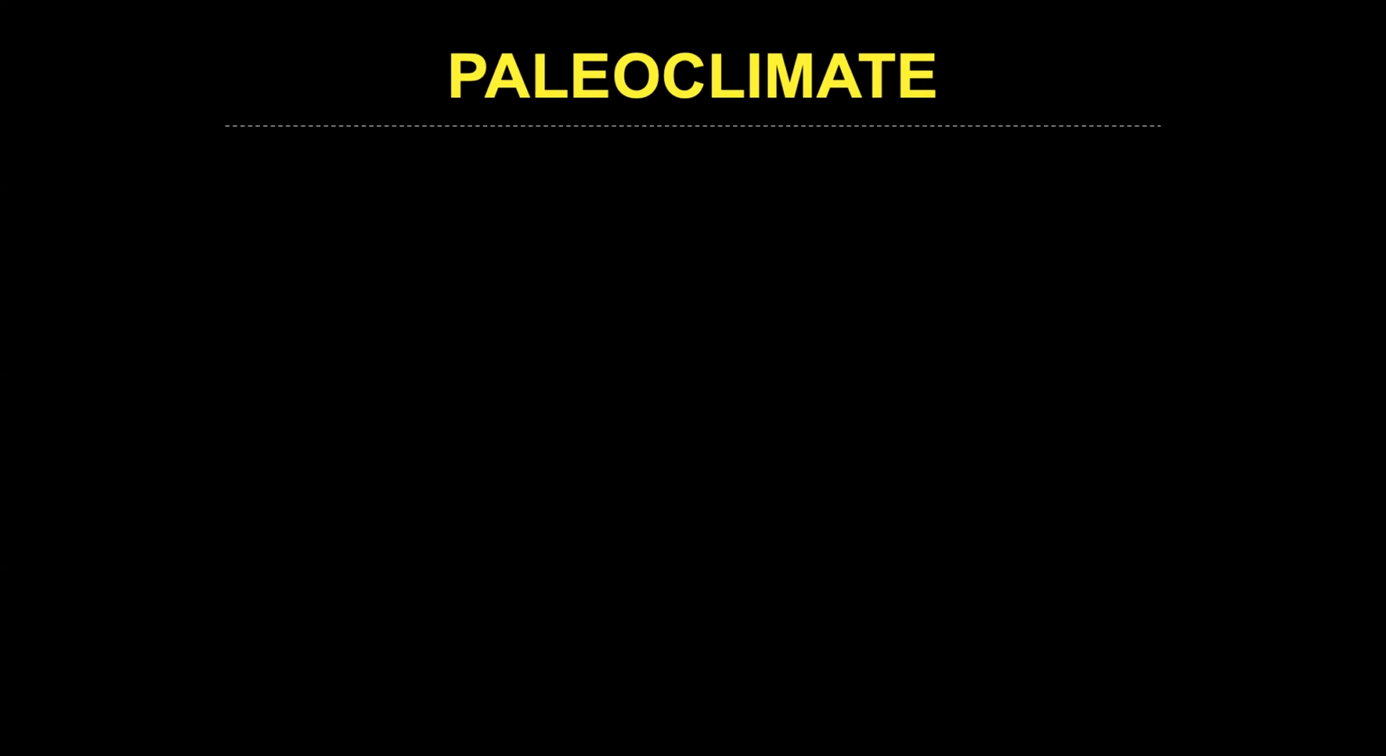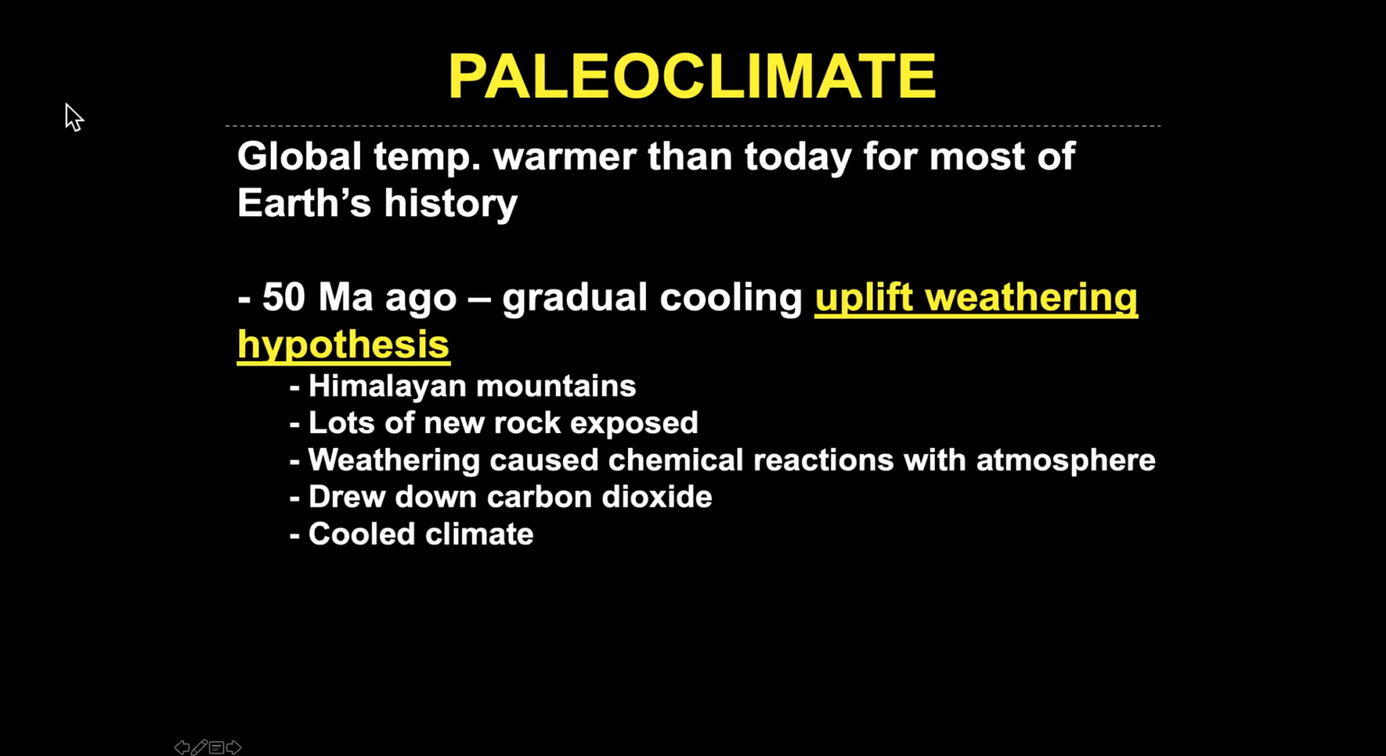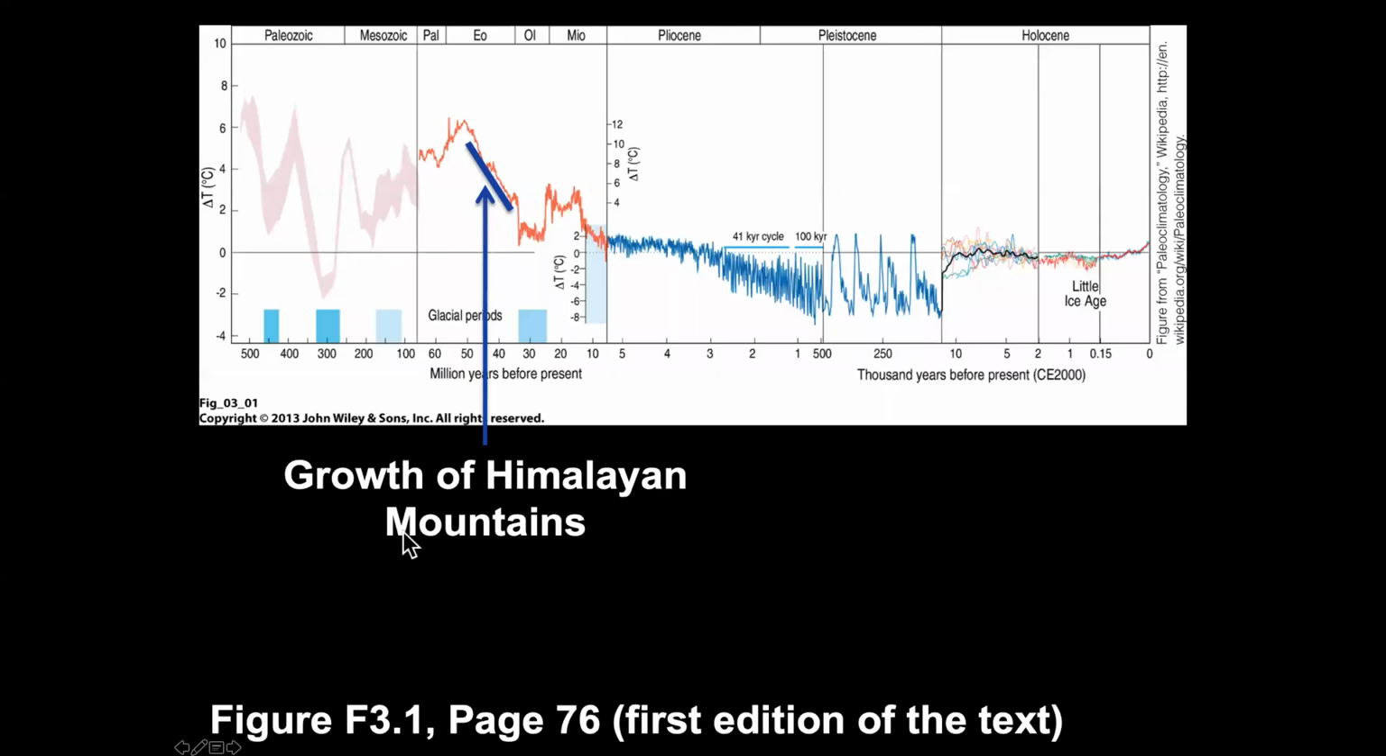My apologies there. So if the global temperature is warmer today than for most of the Earth history, about 50 million years ago, there was a gradual cooling as the Himalayan mountains began to form. That is when basically what we know today as India collided with Eurasia and formed that crumple zone that we call the Himalayan mountains today. This drew down carbon as rocks began to form through chemical reactions within the atmosphere, and the Earth cooled. And you can actually see that right there. This is when the Himalayan mountains formed.